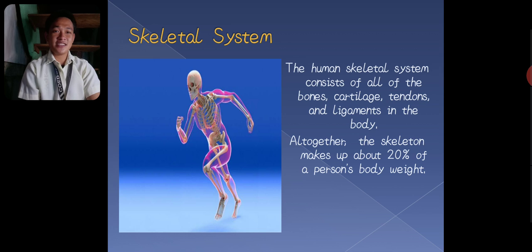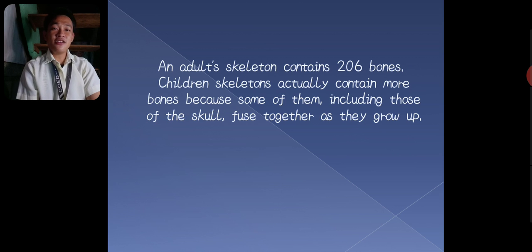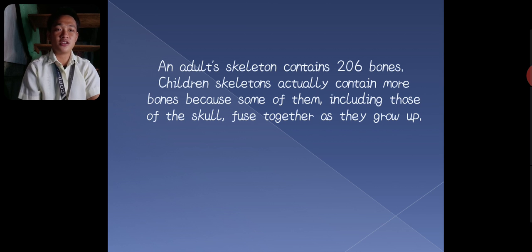So, skeletal system. The human skeletal system consists of all the bones, cartilage, tendons, ligaments in the body. So, altogether, the skeleton makes about 20% of a person's body weight. An adult skeleton contains 206 bones. Children's skeletons actually contain more bones because some of them, including those of the skull, fuse together as they grow up.